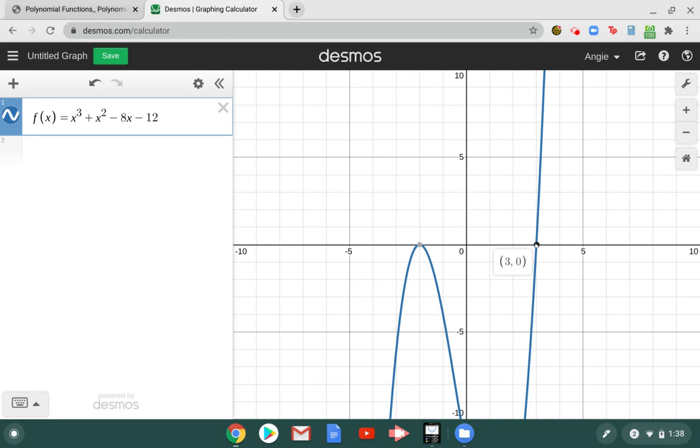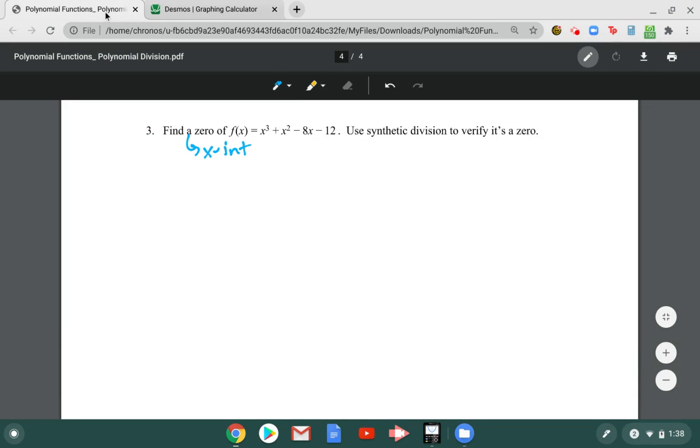I've got a 0 at 3. Then I have a 0 of multiplicity 2. Take a look at that behavior at negative 2. So I have 2 zeros. So my zeros are 3, that would have come from a factor x minus 3, and negative 2, which would have come from the factor x plus 2 squared.